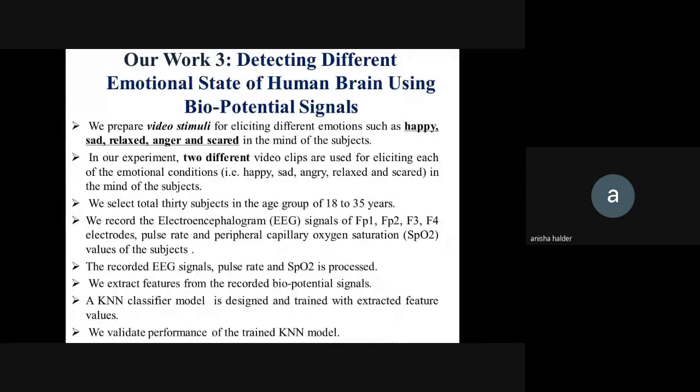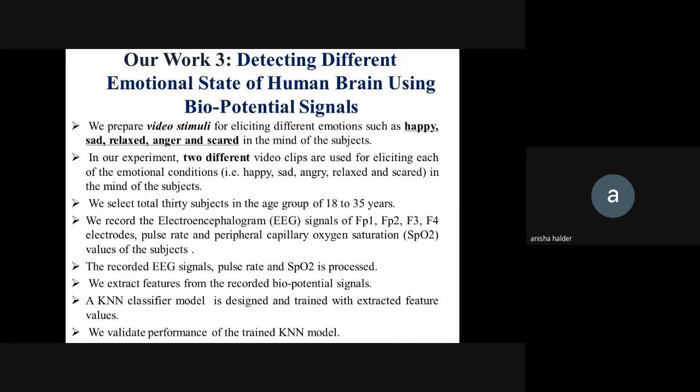To create some situations, or the easiest way, we thought, is to show some video stimulus, some movie clips. Movie clips can make a human happy. Movie clips can make him sad, or some video clips can make him angry, or movie clips have the potential to make us scared also. So we thought that if we show the movie clips to some humans, then the emotions may arise.